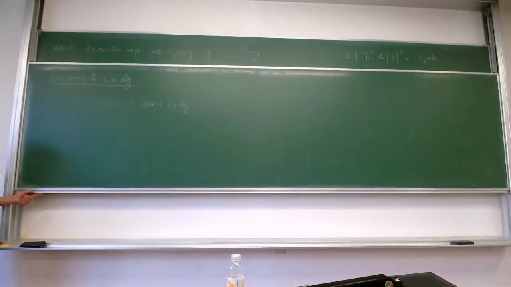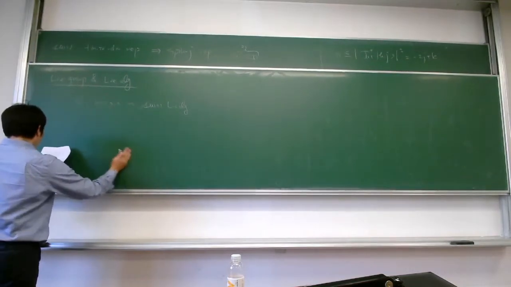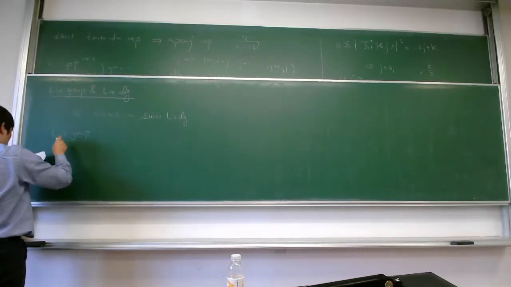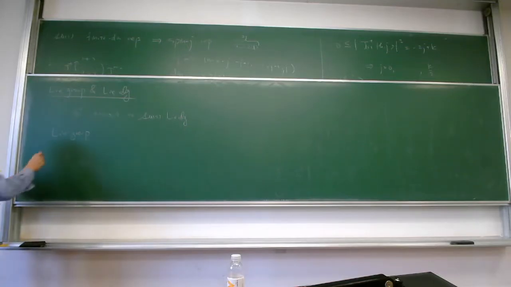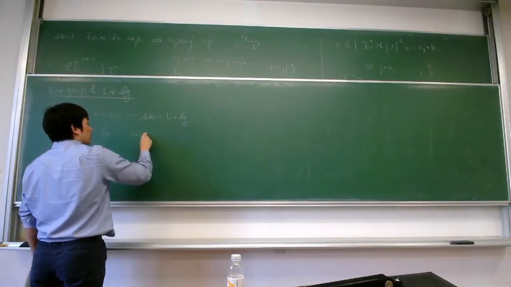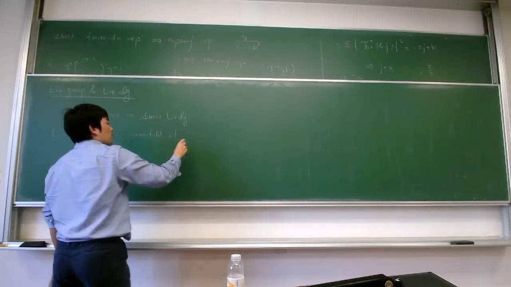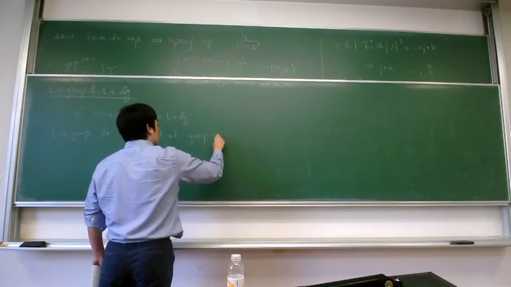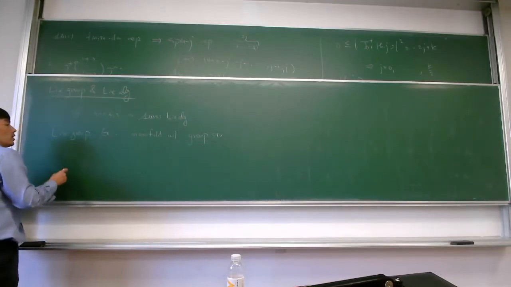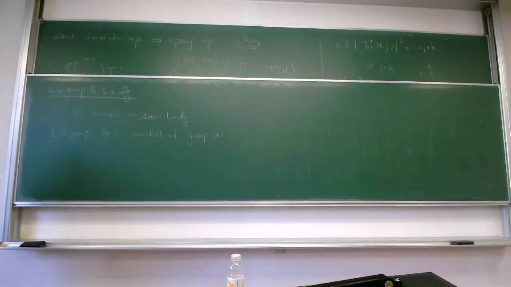To do that, I will introduce the Lie group first. So a Lie group G is indeed a manifold, essentially a manifold with group structure. You can have the group G as a manifold with group structure. A group has multiplication, inverse and the identity element.